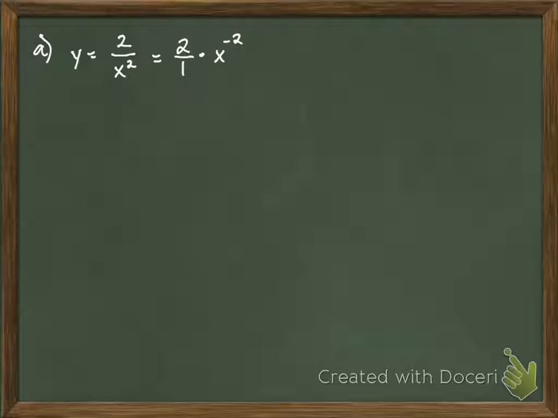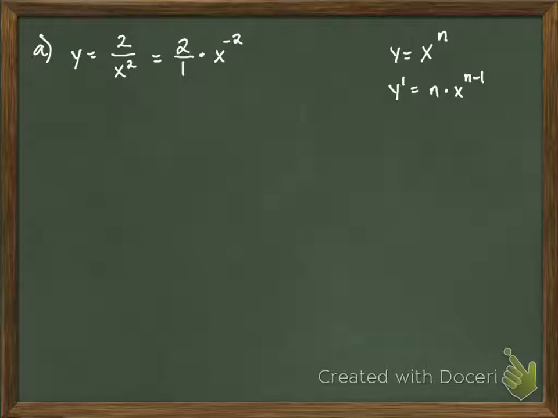Okay, so the power rule told us that for any kind of x to the n, the derivative of that, or y prime or f prime, is equal to n times x to the n minus 1. So you just take the exponent, bring it down and multiply by whatever's in front of the x, and then you reduce the exponent by one value.